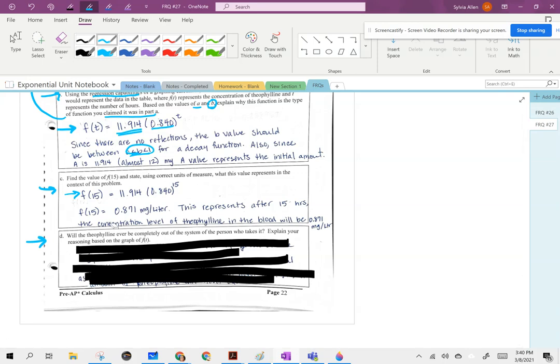Okay, and then D in its entirety. Is this theophylline? I have no idea if that's how you pronounce it, but will this ever be completely out of the system of the person who takes it?